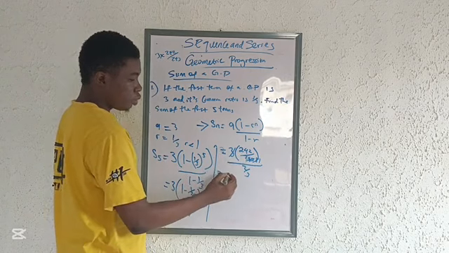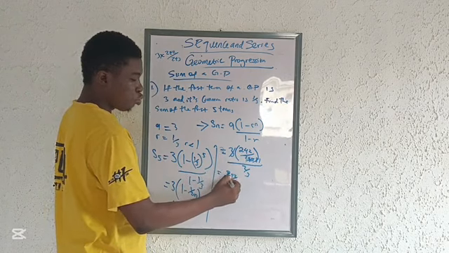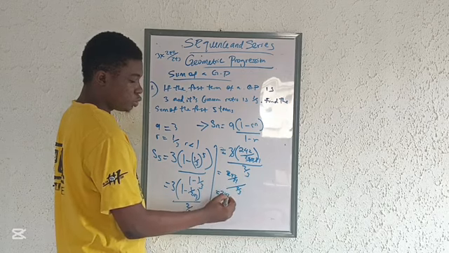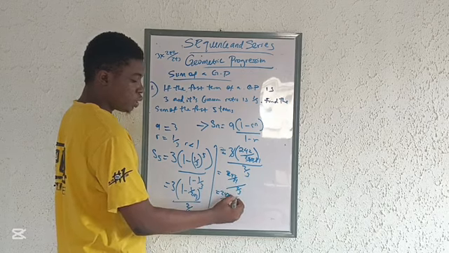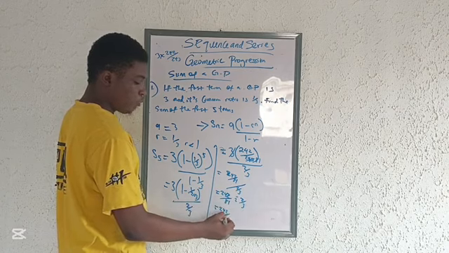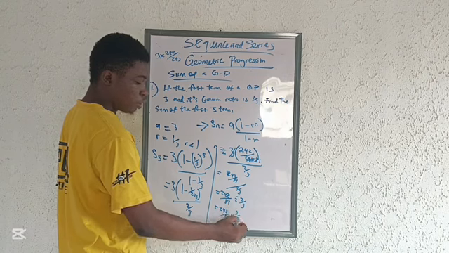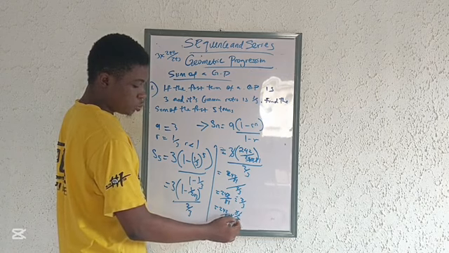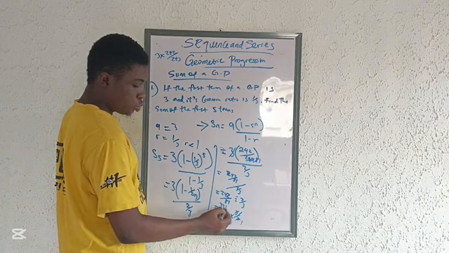So we have 242 over 81 over 2 over 3. Now bring it: 243, 242 over 81 divided by 2 over 3. That is 242 over 81 times 3 over 2. 3 here 1, 3 here 27, 2 here 1, 2 here 121.